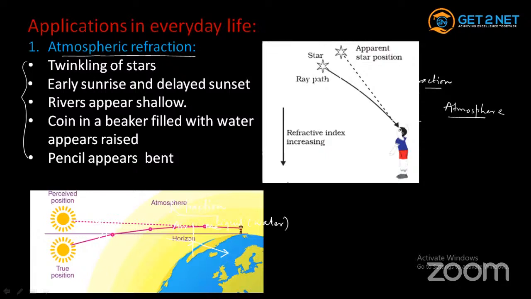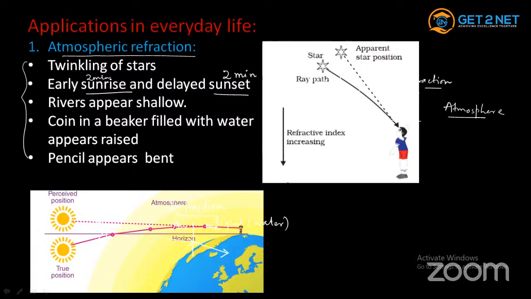So sunrise is 2 minutes early and sunset is 2 minutes late. That's why early sunrise and delayed sunset. So in total we get 4 minutes of extra time to see the sun, and that is also due to atmospheric refraction.